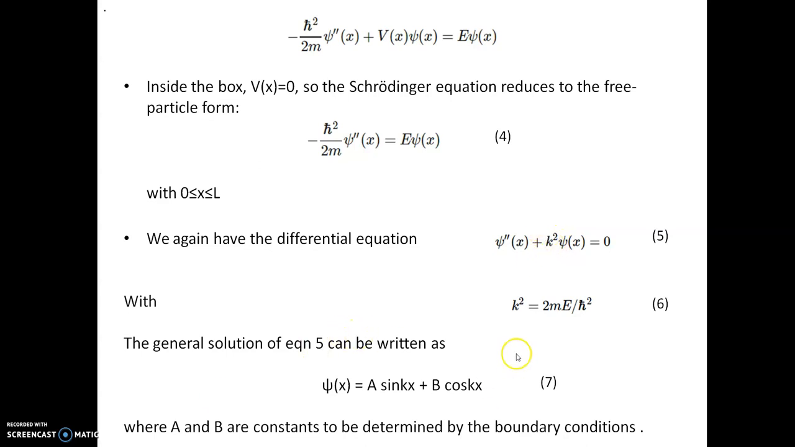So the general solution for this kind of equation, a double differential equation, can be written as psi of x equal to A sin kx plus B cos kx, where A and B are constants to be determined by the boundary conditions.